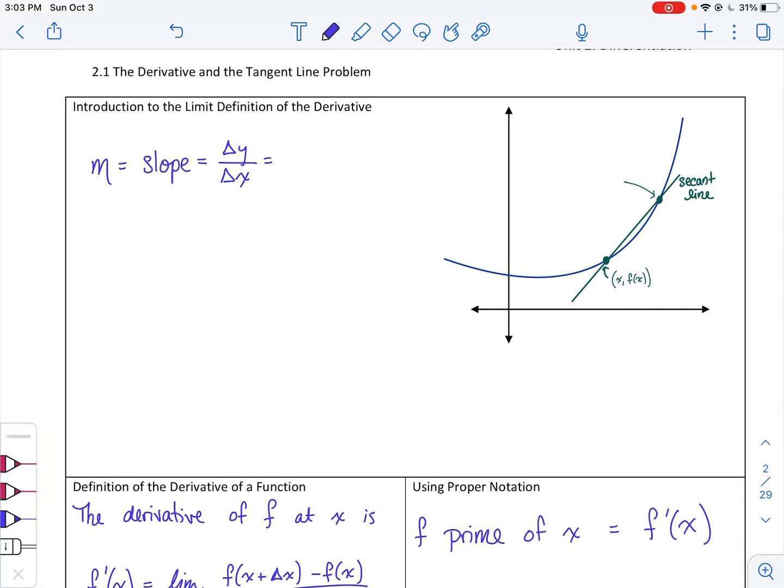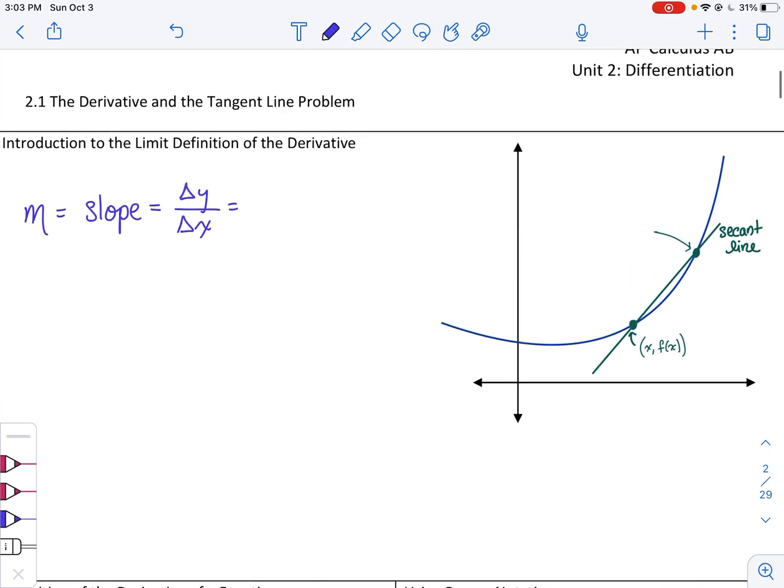Today we're going to start talking about how to find the derivative and the tangent line of a given function. So first, go ahead and copy this graph and then come back.